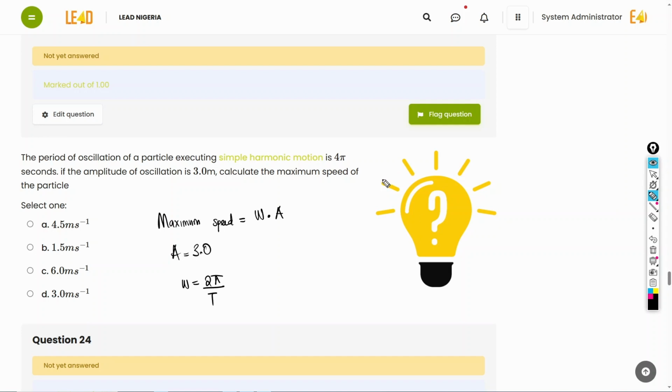And we have our period as what? 4 pi. So that means that omega would be 2 pi over 4 pi, which should be 1 over 2. All right, 2 pi over 4 pi, which is 1 over 2. Therefore, our maximum speed would be equal to A, which is 3, times what? 1 over 2, which is our omega, which gives us 1.5 meters per second.